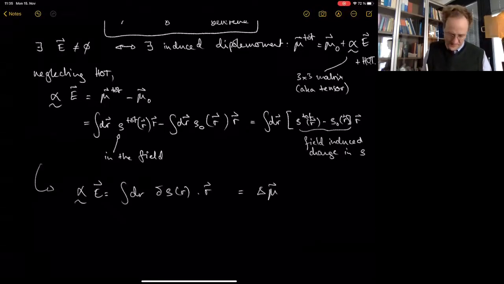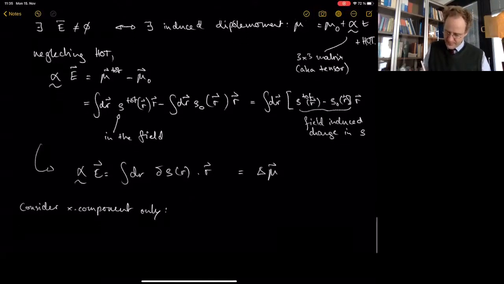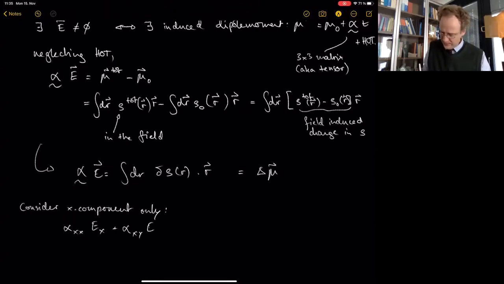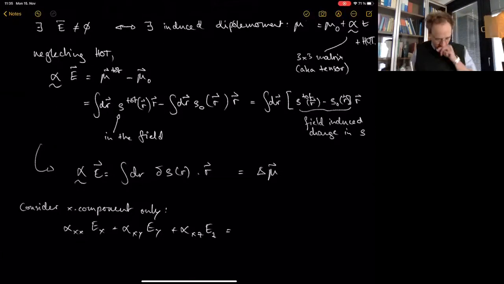All right, so let's write this out. Let's consider X component only. And then what do we have here, right? So you have a matrix alpha XX times the X component of your field plus alpha XY times the Y component of your field plus alpha XZ times the Z component. And that thing must be equal to delta mu X, okay?